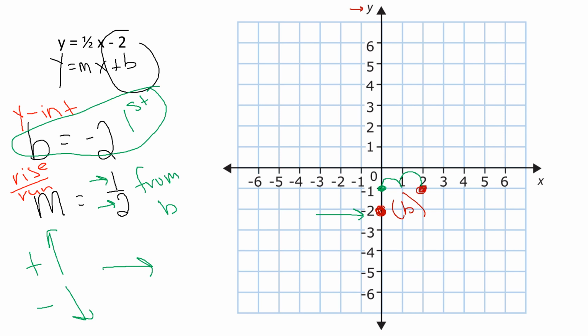Okay? And we're going to do several of these. Once you get it, it's really pretty simple. So you're going to graph your b first. From your b, you're going to rise over run. And then you simply connect your dots, and that's your line. Let's do another one.